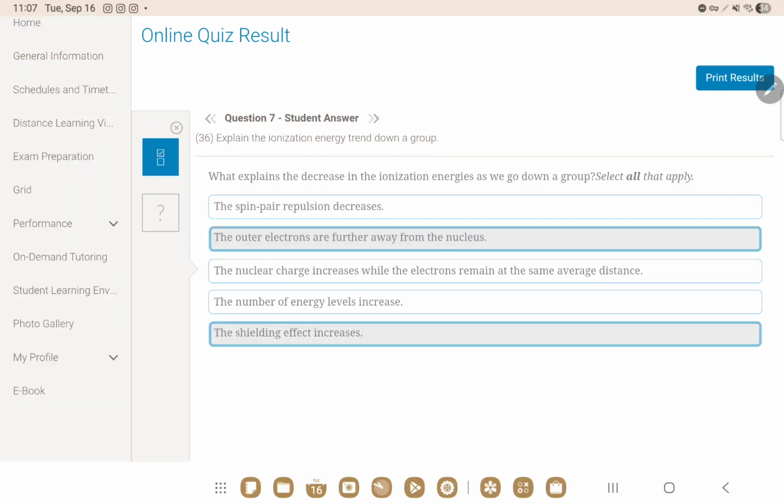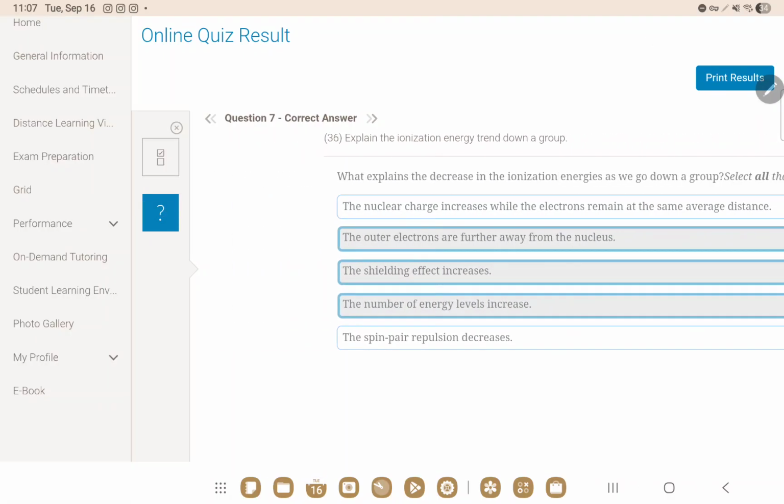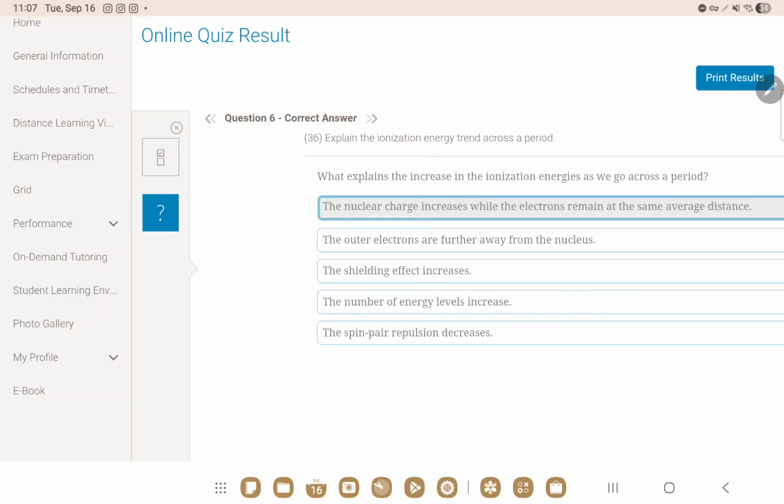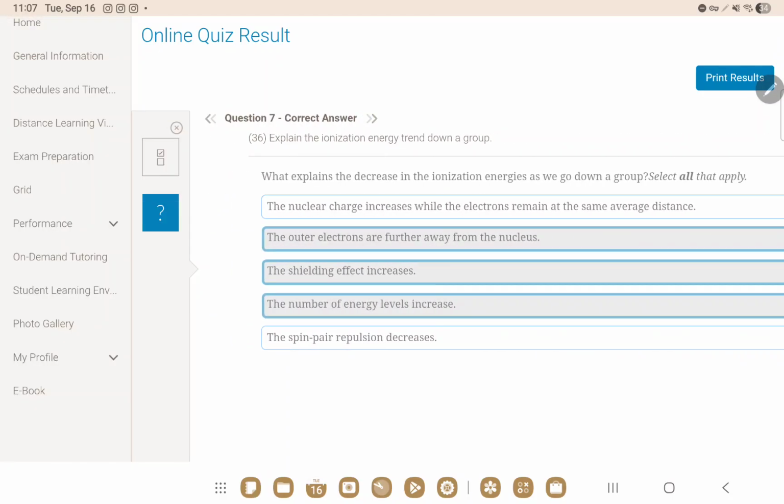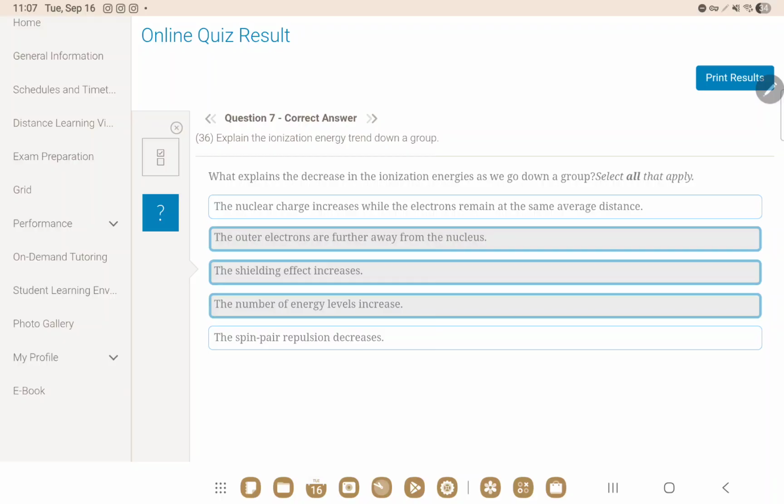Okay, so again, here, except it's down a group. Last question I did open answer, right? Yeah. My bad. So down a group. Does the nuclear charge increase while the electrons remain at the same average distance? No, we said that's across a period. Now, the outer electrons are farther away from the nucleus, yes, because we have more energy levels, so it increases the distance or the shells from the electrons. The shielding effect increases, of course. Number of energy levels increases, of course. Spin pair repulsion decreases? No, it increases actually.